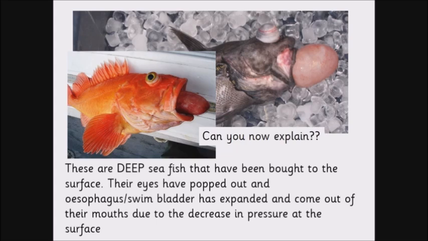What's happened is that their body is sort of, not turned inside out, but their eyes have popped out because the pressure no longer holds them in, and the pressure would have been transferred into their body down their throat, and because that pressure is now gone, literally the esophagus, or something called a swim bladder, has expanded and come out of their mouths due to this decrease in pressure. So quite a strange sight, but hopefully now you can explain it in terms of the idea of pressure in a liquid.